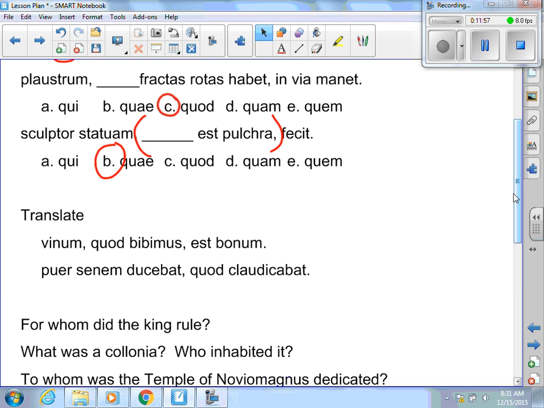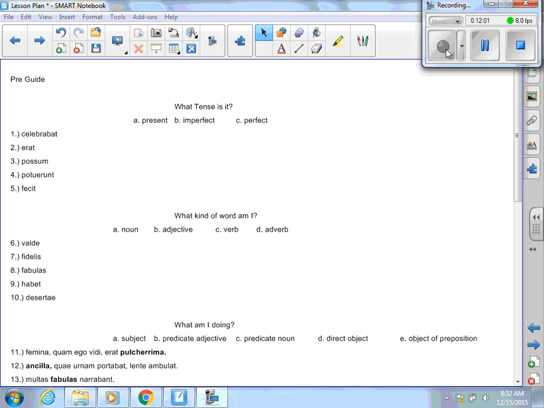Here are some more skills that you're going to have for the test. 1 through 5 here, you're identifying the tense of the verb. Make sure that you're looking for tense markers, and make sure that you're looking for tense clues. So go through 1 through 5 and see if you can get those tenses.